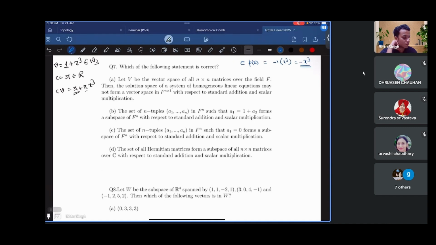So in question 7, we need to check if those options are correct or not. Which statement is correct? The first option is: V is a vector space of n by n matrices over a field F. So V will look like the set of all n by n matrices.